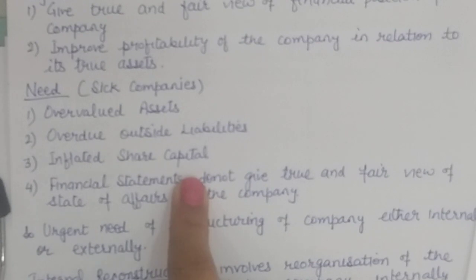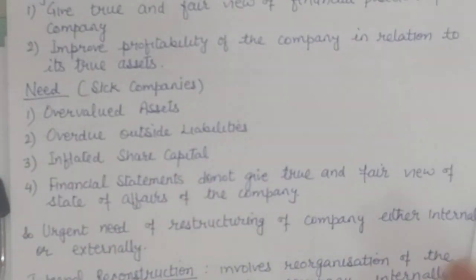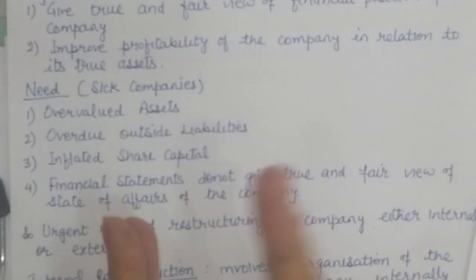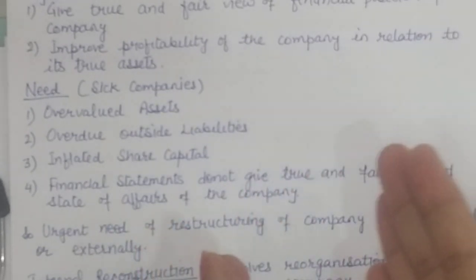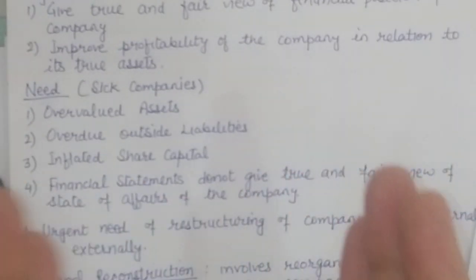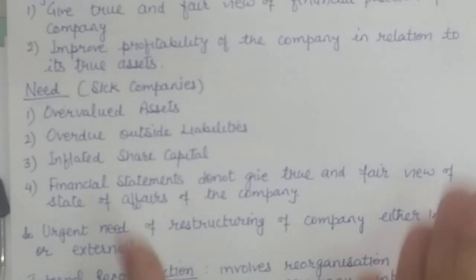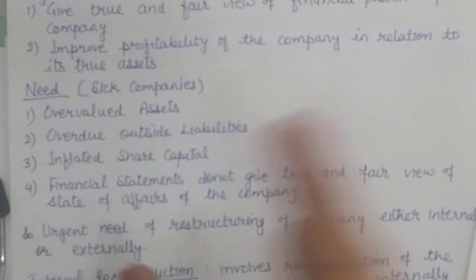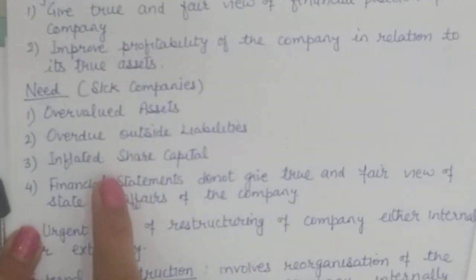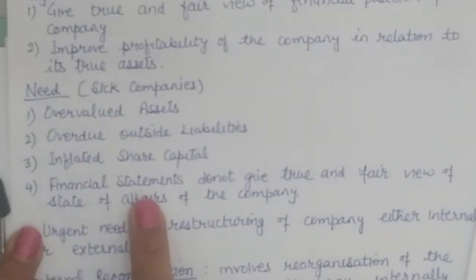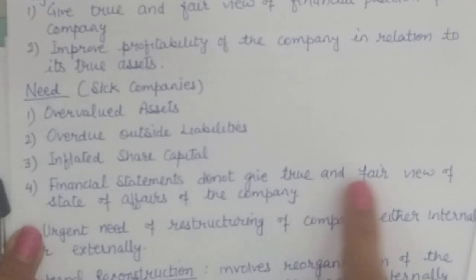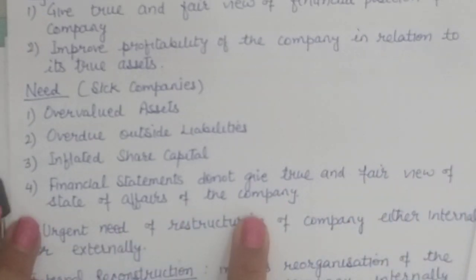They have inflated capital. Now in case of companies, the capital is kept separate and reserve and surplus accounts are kept separate. Unlike sole proprietorship, wherein the moment you have a loss, your capital reduces. So in these companies, their losses are accumulating. So their capital has been lost, but still they are showing the total capital. So the net result is that in case of sick companies, the financial statements do not give a true and fair view of the state of affairs of the company.